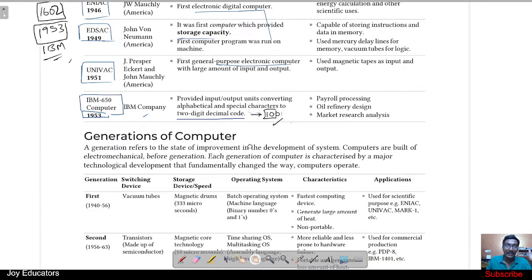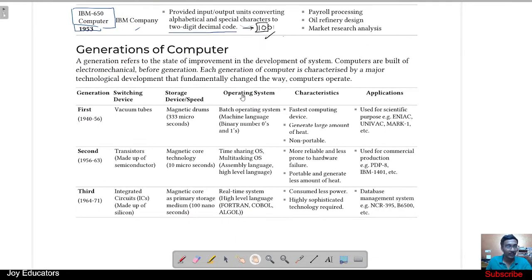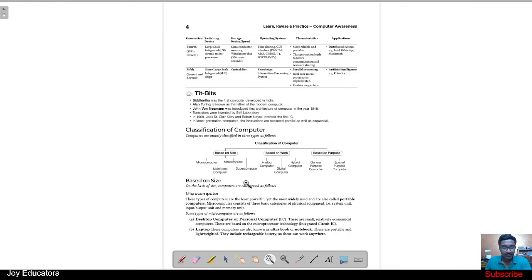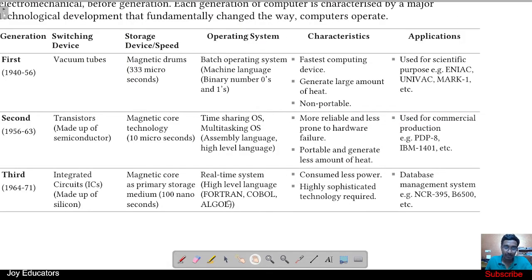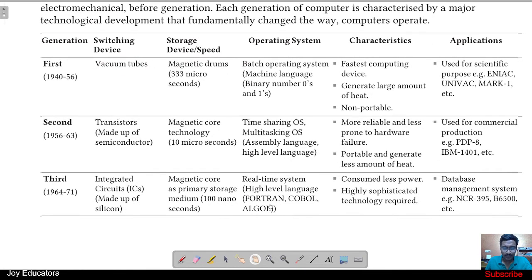Just put a heading called generations of computer. I believe there are just 5 generations in this book. So we will check out what the 5 generations are, one by one. So what is the first generation?